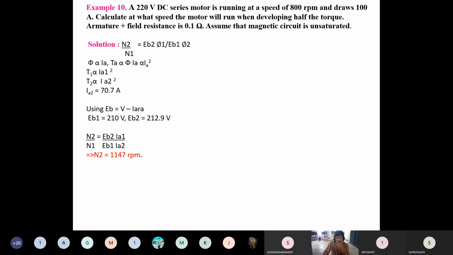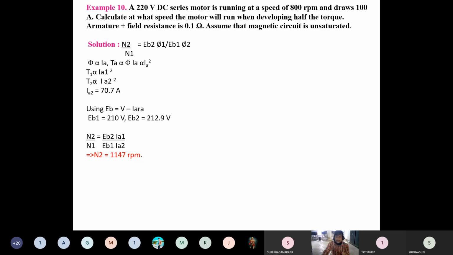IA1, they given 100 ampere. Why? Because IL is equal to ISC is equal to IA, the same, that is 100 amperes. So half is equal to IA2 square by 100 square. Therefore IA2 square is equal to 100 square into half. So that gives 70.7 amperes, right? So we know the EB value, V minus IA RA, and EB2.